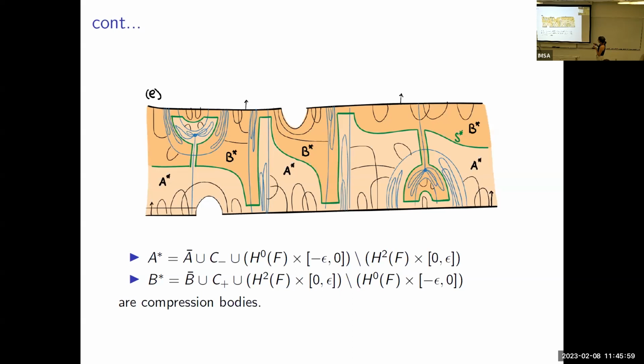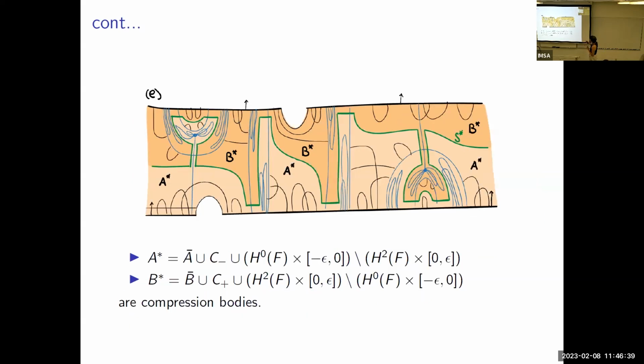And so here you can see that A star, sorry, is a compression body for which the R minus of this compression body is R minus of the sutured manifold, and the R plus of B star is the R plus of the manifold. And I think there's something else we have to do. Yes.